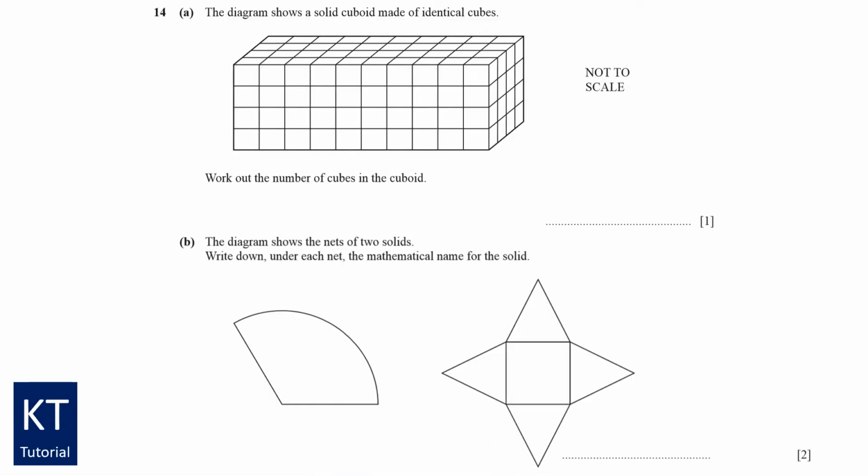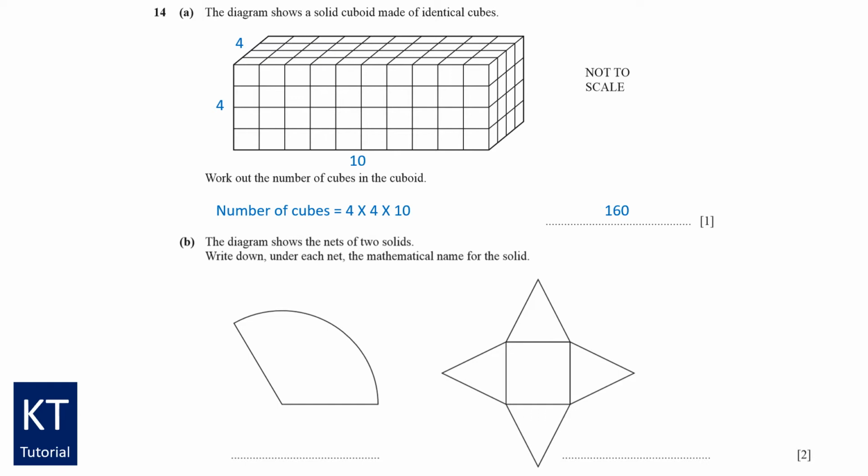Question 14a. The diagram shows a solid cuboid made of identical cubes. Work out the number of cubes in this cuboid. By identifying the number of cube sides representing each of the length, width, and height components of the solid cuboid, we'll be able to arrive at the number of cubes by multiplying these together.